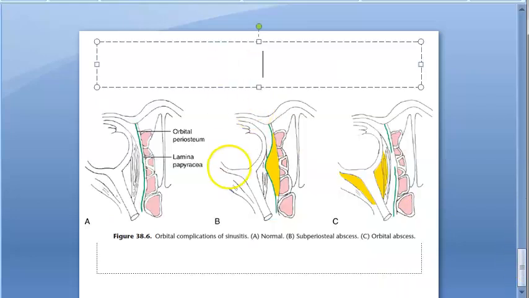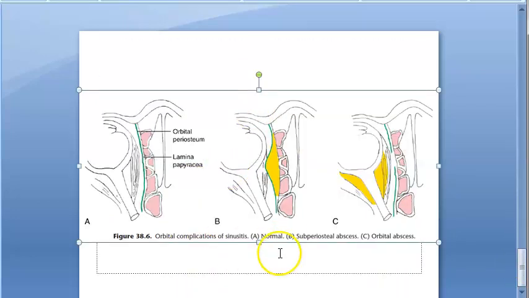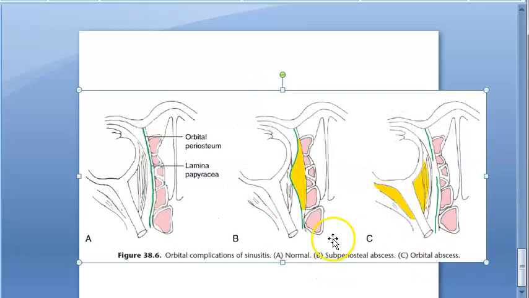Any other diagrams here? Okay, there's a diagram here. Orbital complications of sinusitis, normal, subperiosteal abscess and orbital abscess. Let's look at this. Some things that we can understand here: this is the optic nerve. This is the eyeball, right? Here they are showing a green line. And what are they calling it as? Lamina papyracea. Orbital periosteum also they have marked around the same place.